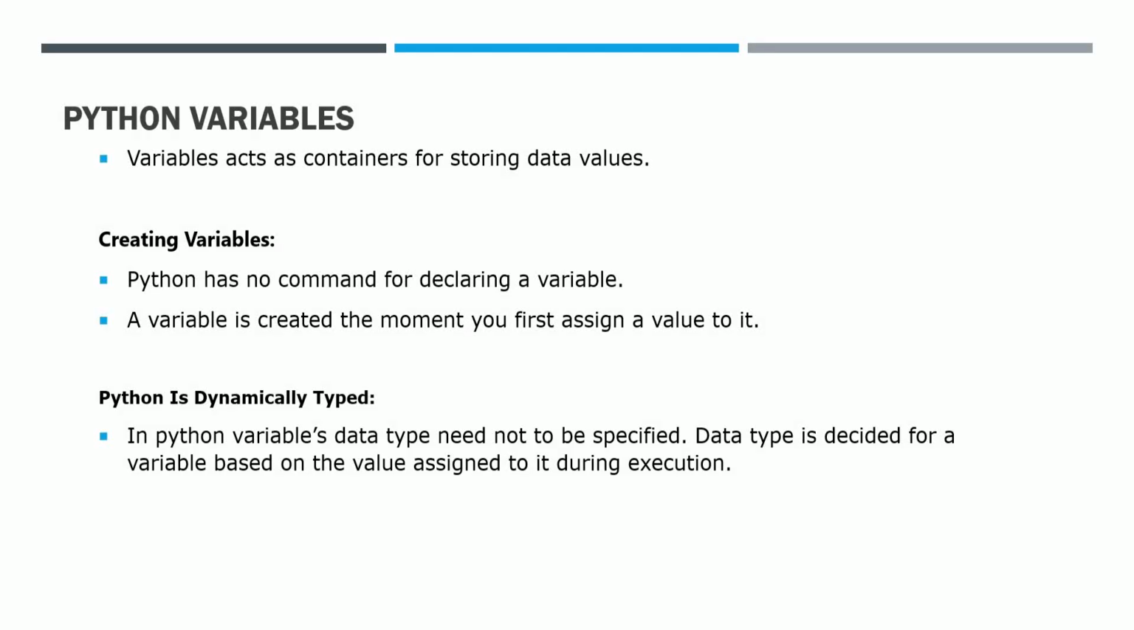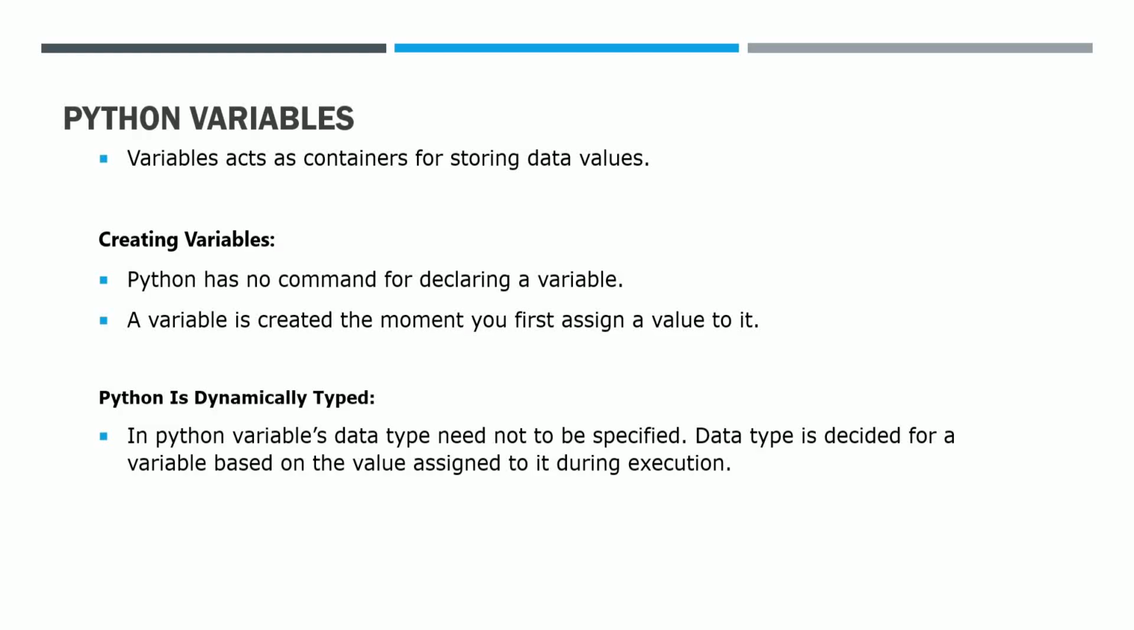What do I mean by that? That means a variable is created the moment you first assign a value to it. This concept will be understood clearly when we go for coding. Another important thing about variables in Python is that they are dynamically typed. That means in Python, a variable's data type need not be specified, and the data type is decided based on the value assigned to it during execution.